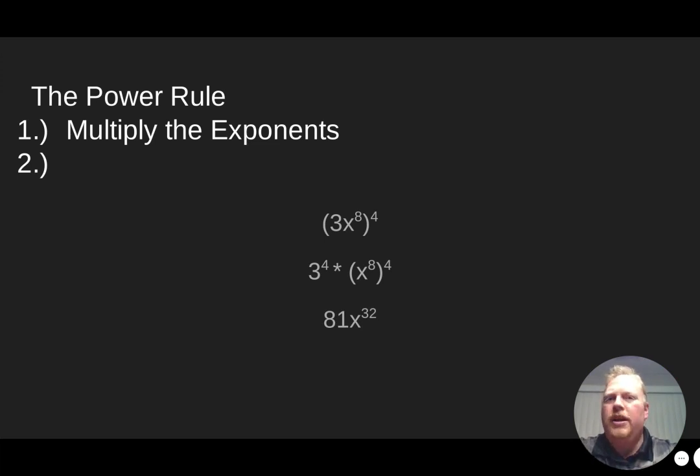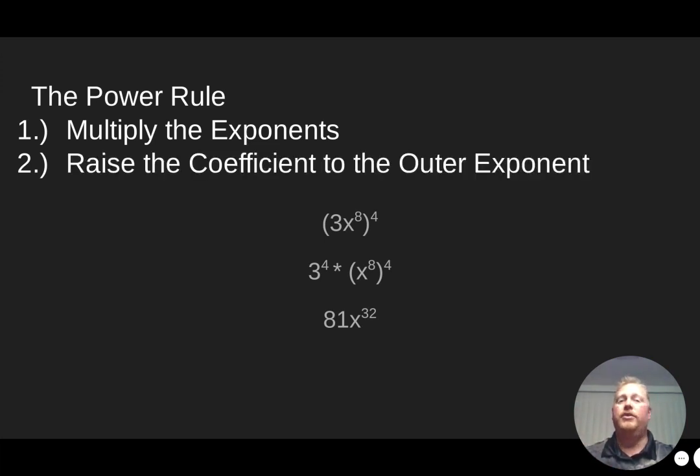So what rule can we come up with for the coefficients? Well, the coefficients work just like regular coefficient problems. You just take that coefficient and raise it to the outer exponent. So that's the second part of the power rule, is the coefficient, just raise it to that exponent. So let's do a few more examples.